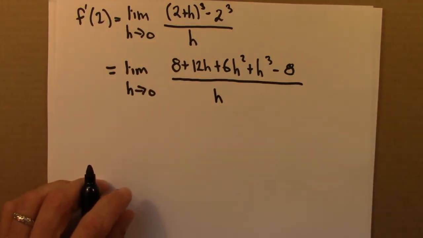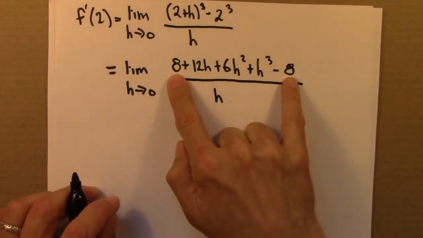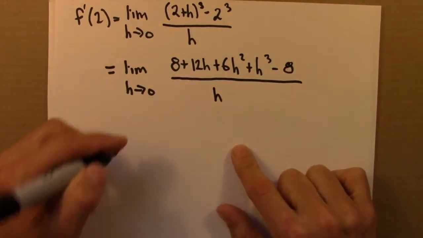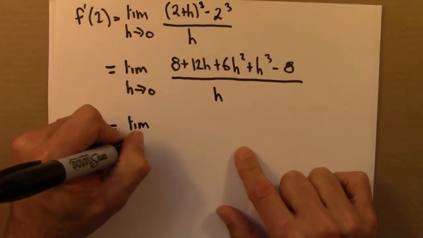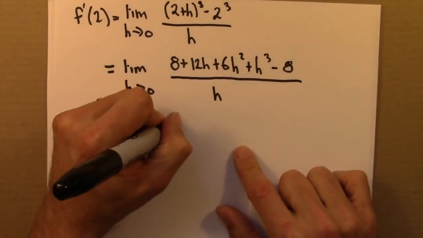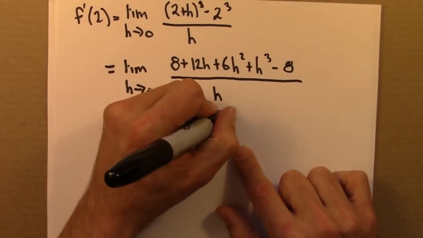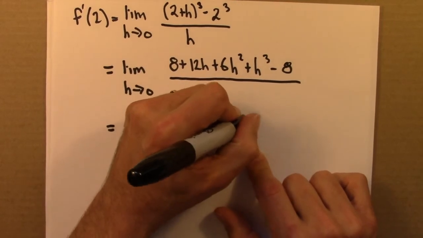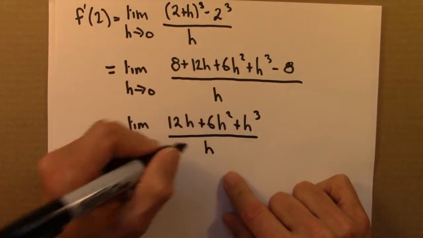Alright, so now a series of nice things happen. Note I have a plus 8 and a minus 8. So those go away. So I'm left with limit as h goes to 0, 12h plus 6h squared plus h cubed over h.